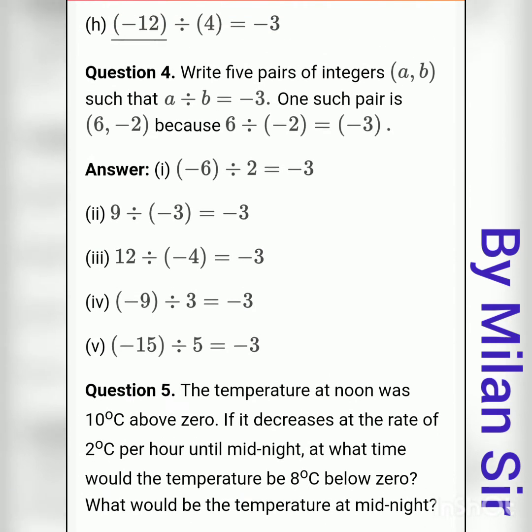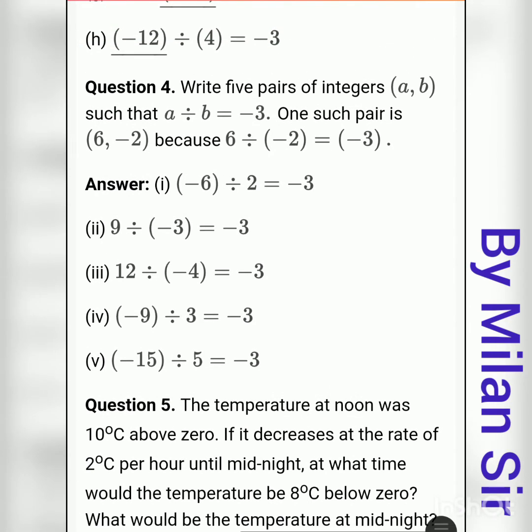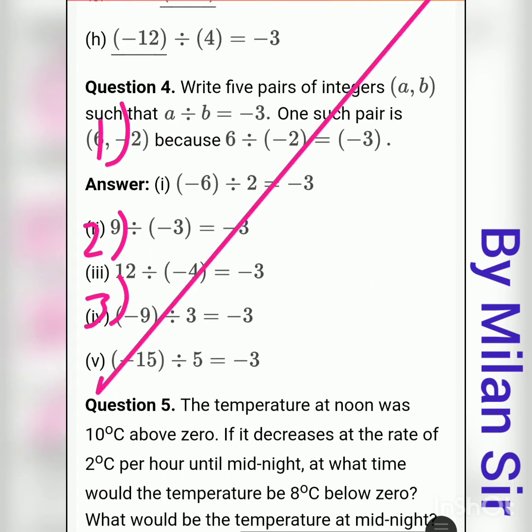Then next is question number 4. First of all, read the question. Write 5 pairs of integers A, B such that A divided by B is equal to minus 3. One such pair is 6, minus 2, because 6 divided by minus 2 is equal to minus 3. Okay, so we want 5 pairs here. So division of A divided by B is equal to minus 3. We want 5 pairs: 1, 2, 3, 4, and 5.